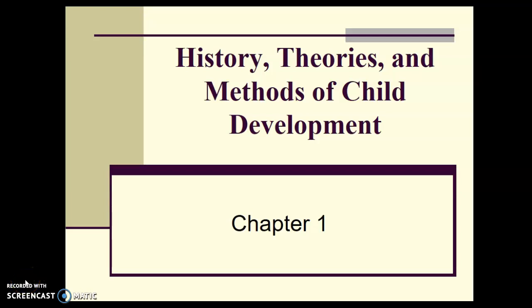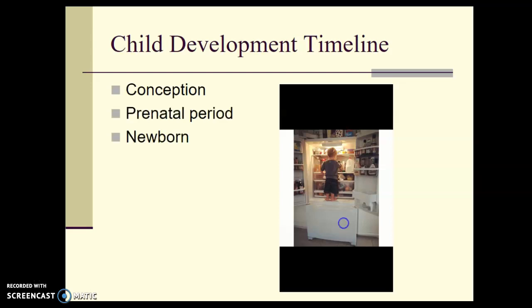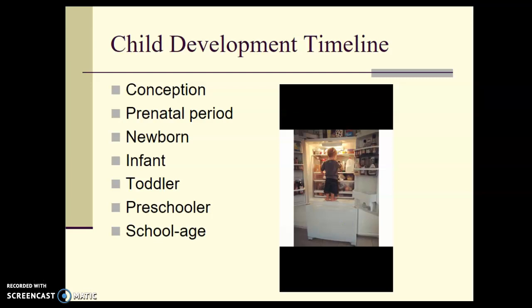We are going to talk about chapter 1, just some of the theories, or some of the points in the chapter, that I'd like you to focus on. So chapter 1 really goes into the timeline of child development. The first 4 chapters will focus on the conception, prenatal period, and newborn.